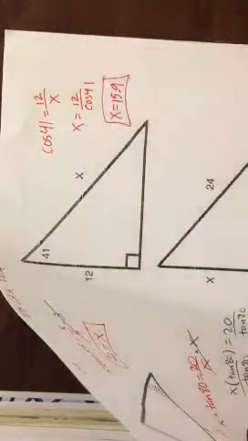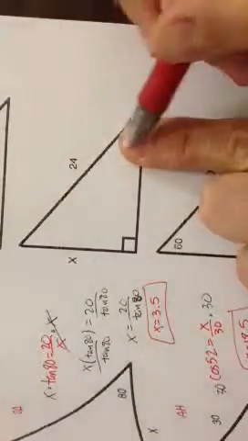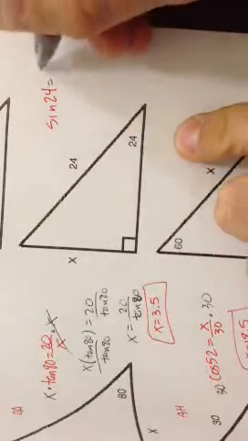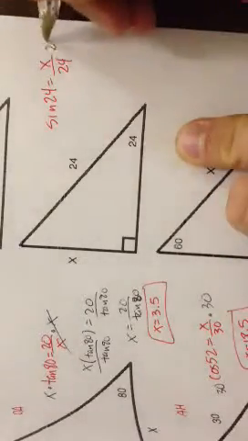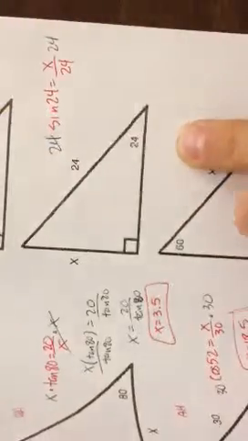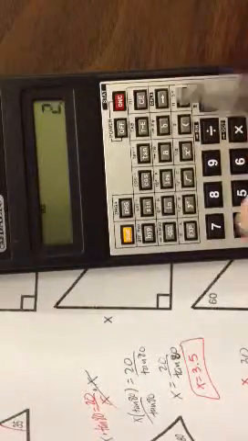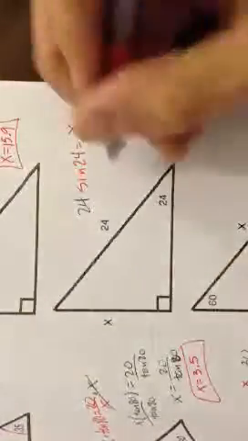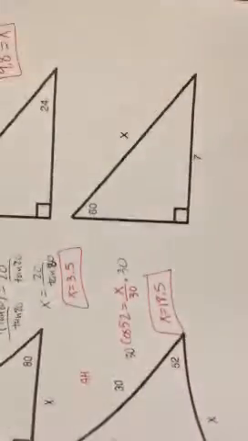Next one. Finger here, we have opposite, we have hypotenuse, that's sine. Sine of 24 is opposite over hypotenuse. Multiply both sides by 24. We get x is equal to 24 times the sine of 24. By now you might be saying, Mr., I got it. Okay, stop the video. You're good. X is 9.8.